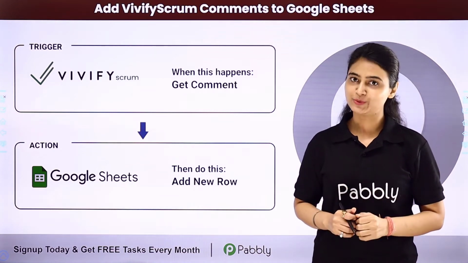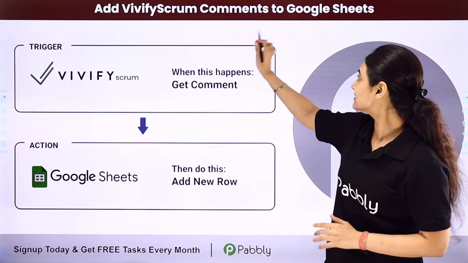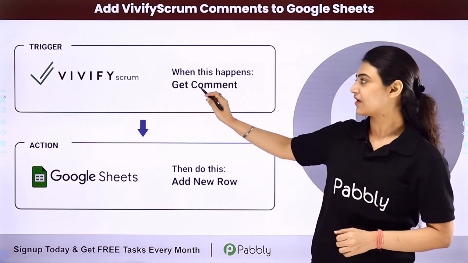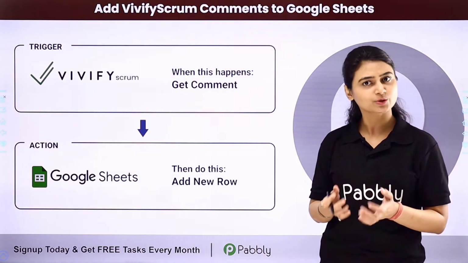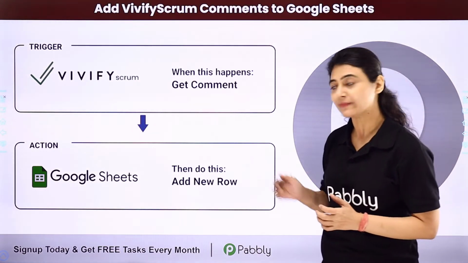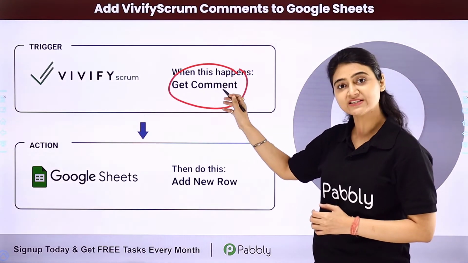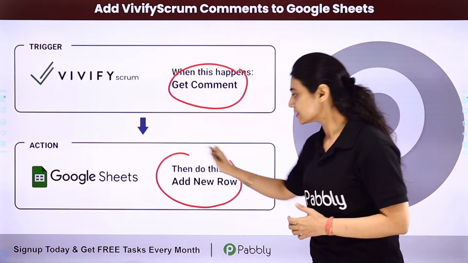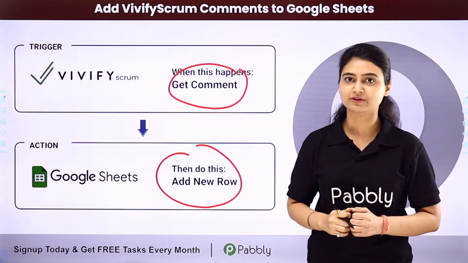In today's video, we will learn how you can automatically add VivifyScrum comments to Google Sheets. So let's say you run a business and you use VivifyScrum for project management. Now you want every time your teammate posts a comment on an item here in VivifyScrum, the comment details and that person's details should be added here in Google Sheets so that you can have a full-fledged record and you can strategize your further action.